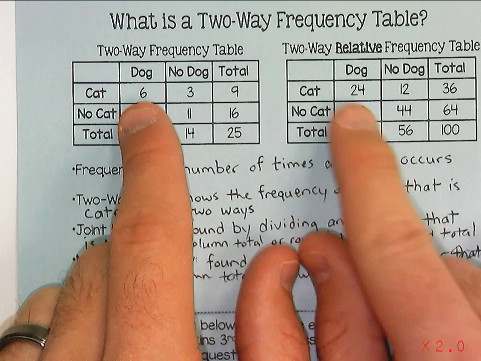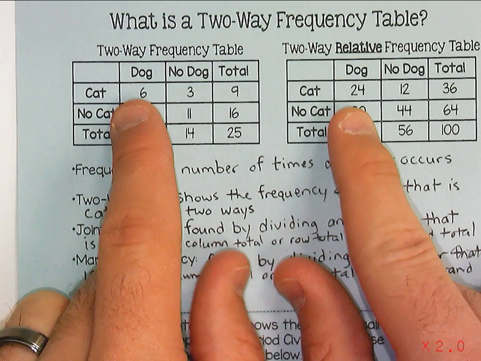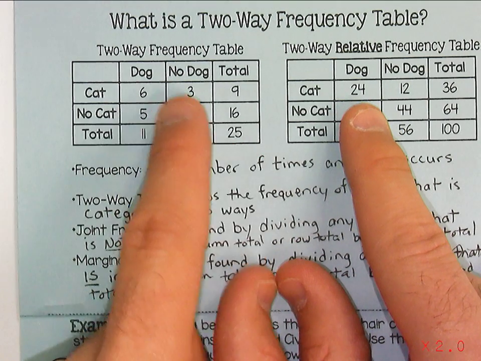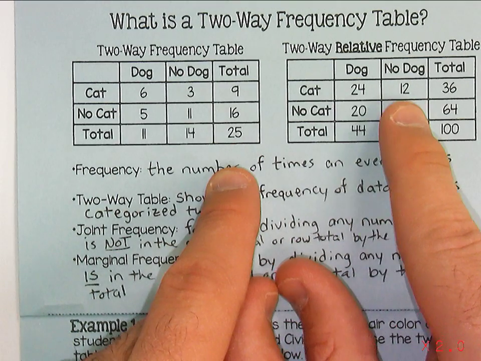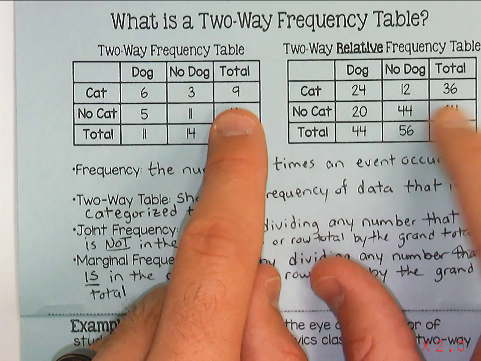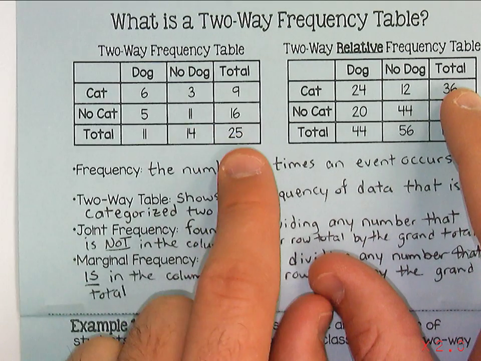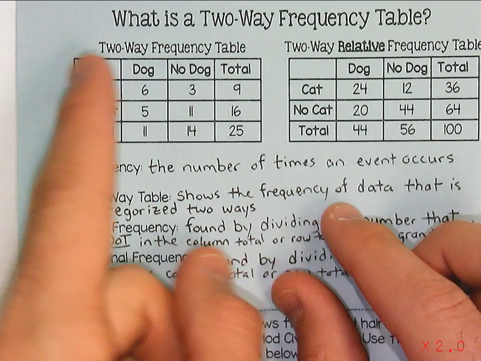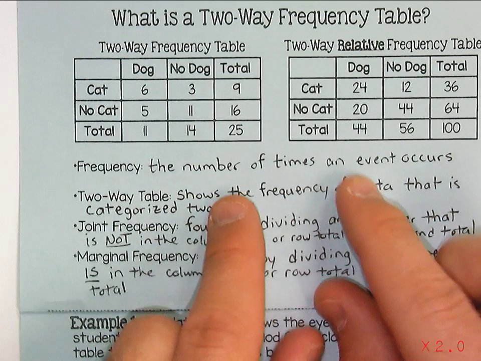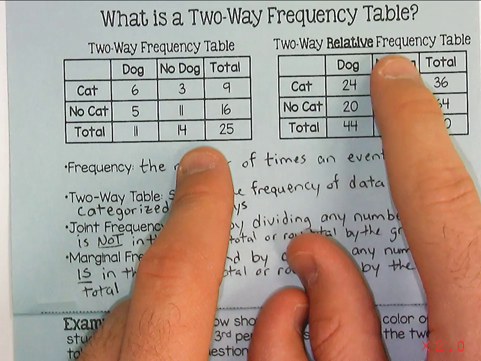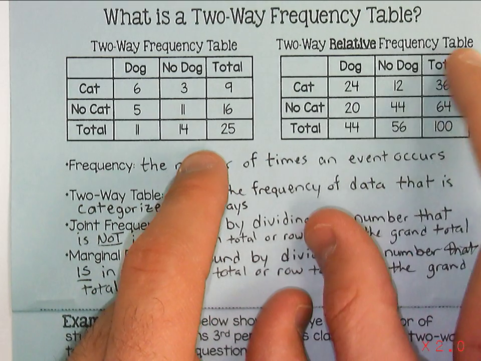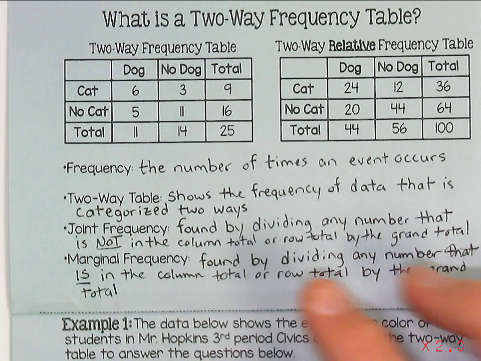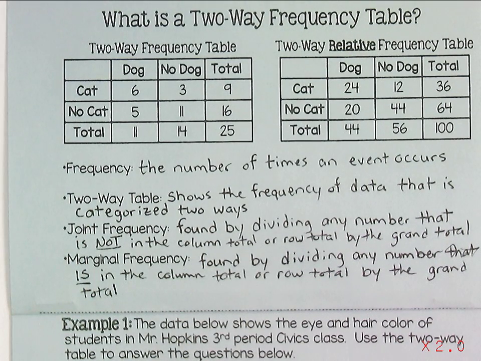So all of these relative frequencies are based on these numbers over here. If I did 6 out of 25, I got 24%. If I did 3 out of 25, I got 12%. And that total percentage adds up to 36, or like the 9 out of 25. So that's the difference between a two-way frequency table, where we're just looking at data that's collected, and a two-way relative frequency table, which goes a little bit further and breaks it down into percentages, or how often these things are occurring.